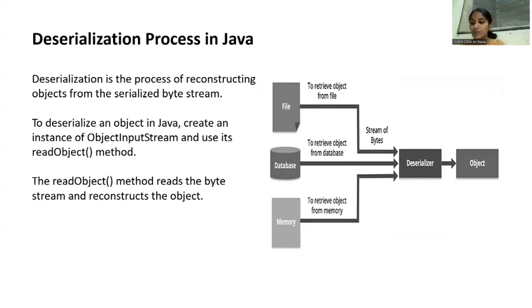Here we use the readObject method. This readObject method reads the byte stream and reconstructs the object. The byte stream is stored either in a file, in a database, or in memory. That will be retrieved, then read as a stream of bytes in the deserializer, and then it reconstructs the object. In this way, the deserialization process happens in Java.